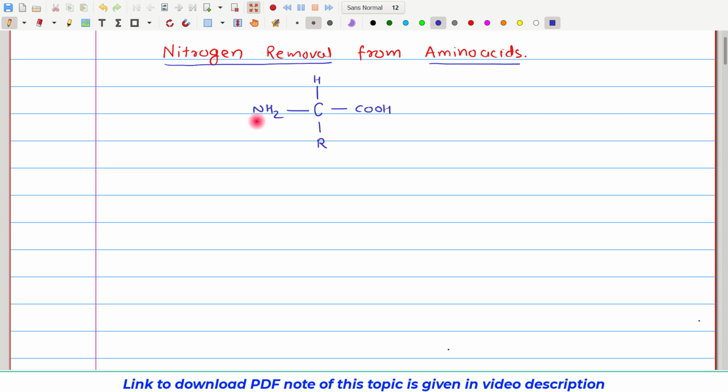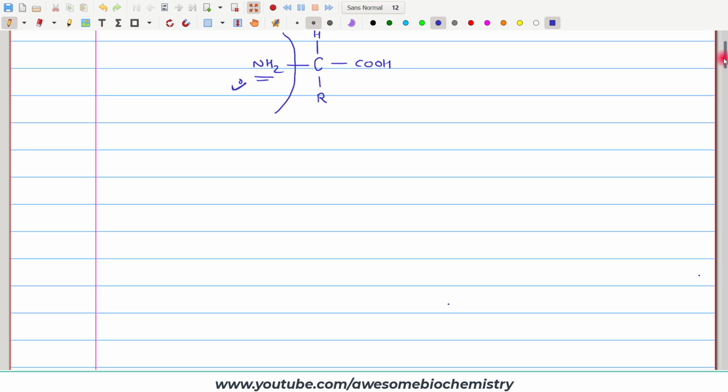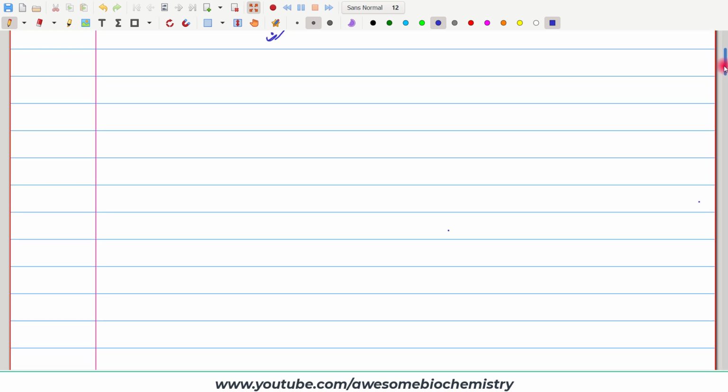Now, practically speaking, this alpha amino group protects the remaining amino acid from oxidative breakdown. That means if this amino acid wants to undergo breakdown or catabolism, then first and obligatory, this amino group must be removed. Then only this remaining carbon skeleton can undergo further metabolism, right. So, almost all the amino acids carry out a common strategy to remove this alpha amino group. So, let us first take an overview.